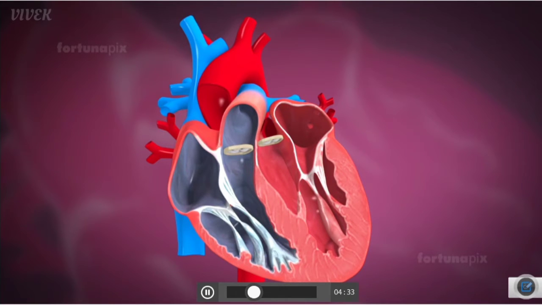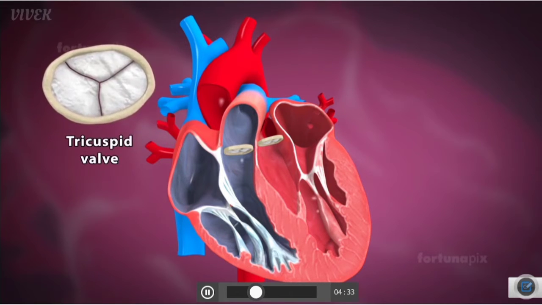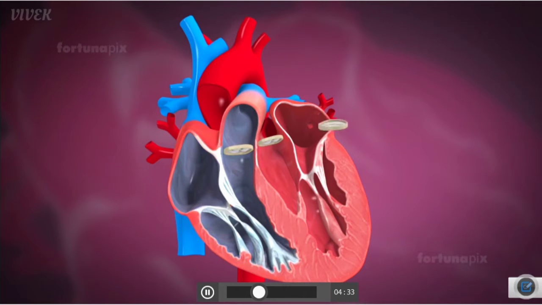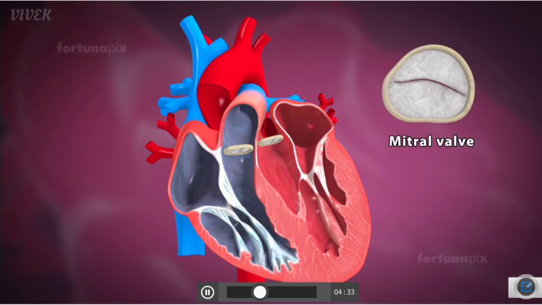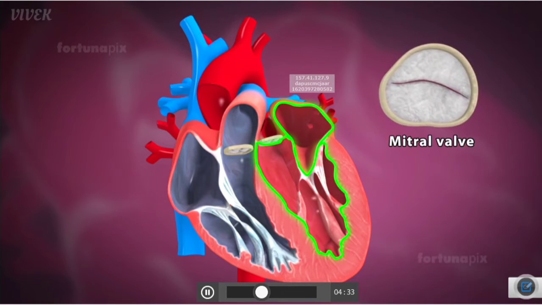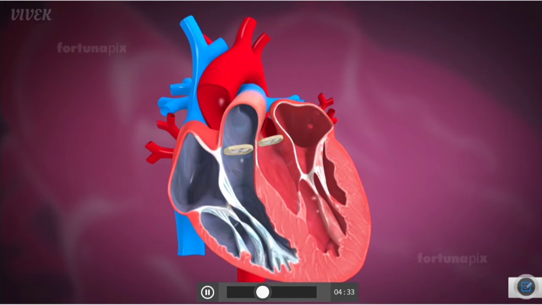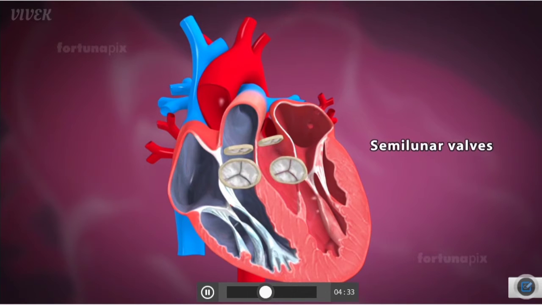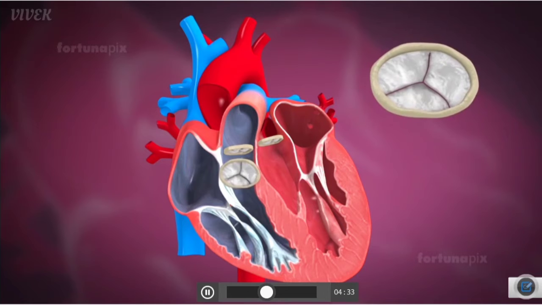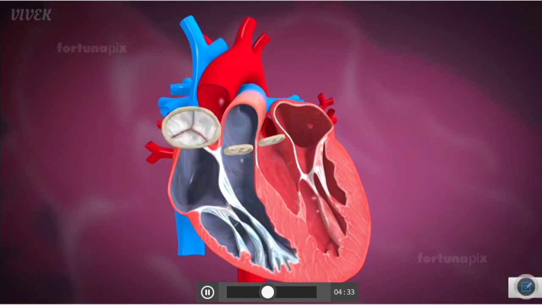There are 4 valves in the heart. The tricuspid valve or right atrioventricular valve is between the right atrium and the right ventricle. The mitral valve, also known as the bicuspid valve or left atrioventricular valve, is between the left atrium and the left ventricle. These 2 valves are attached to the chordae tendineae, which anchor the valves to the papillary muscles in the ventricles. There are two semilunar valves present, one in the beginning of the aorta and one in the pulmonary vein.